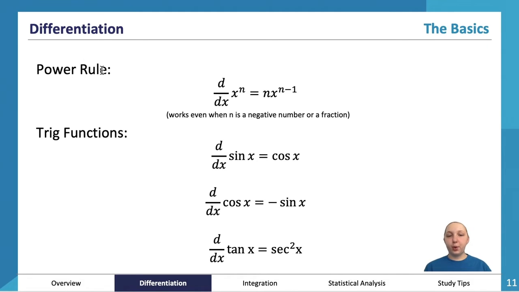So we've got the power rule, which is the very basic rule of differentiation. We're looking at the derivative of x to the power of n. What we want to do is bring n down the front, keep our x the same, and do n minus 1. A quick side note: this works when your n is a negative number or a fraction as well. It doesn't matter what your n is, you can use this rule.